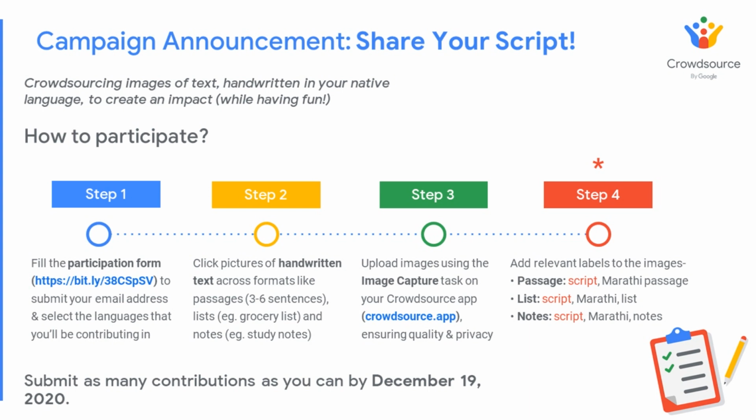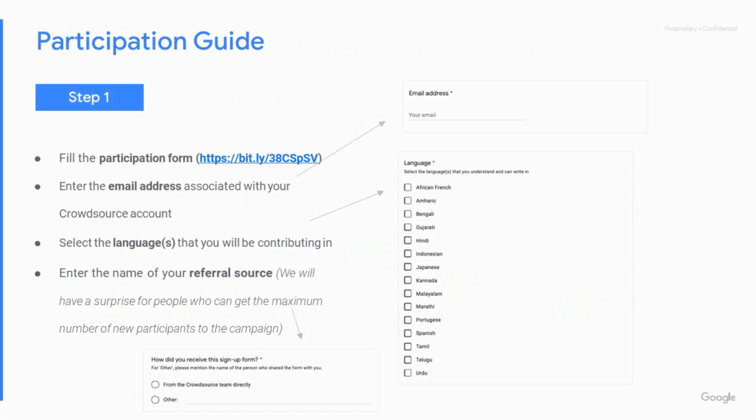Now let's see how you can participate. There are 4 steps to participate. At first, you need to fill the participation form. The link of the form is given in the description. Now in that form, enter the email account associated with your Crowdsource account. Then select the languages that you will be contributing in. And enter the referral source.